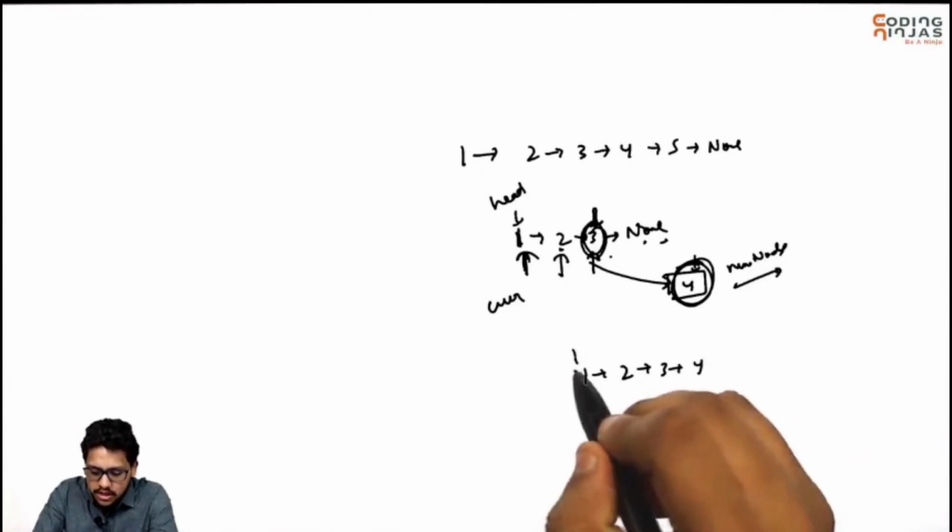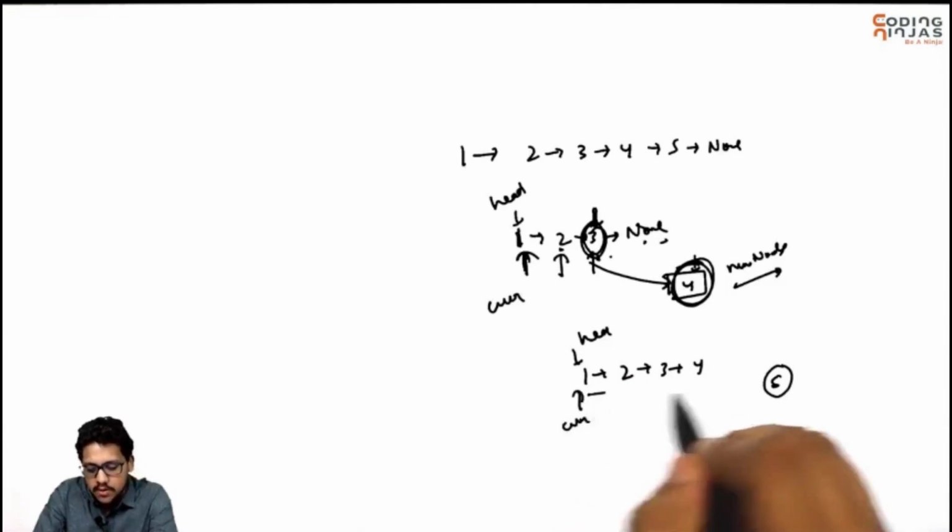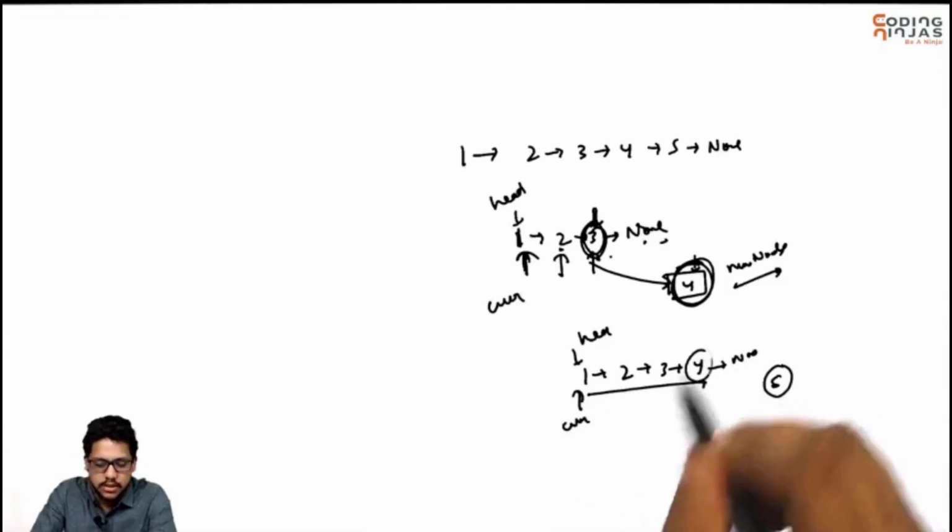For the next part, your head is again pointing here. If a new integer comes, you again start with current equal to head and keep on traversing till your current dot next becomes none.